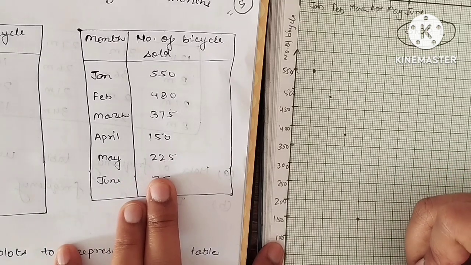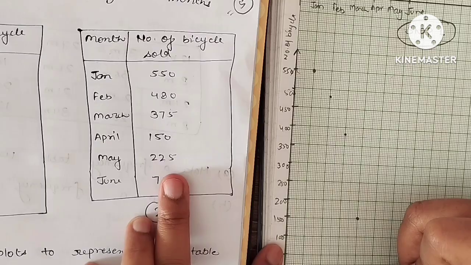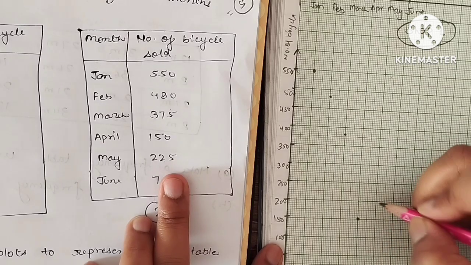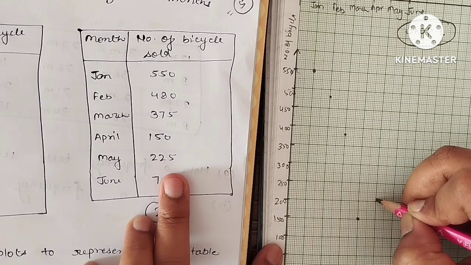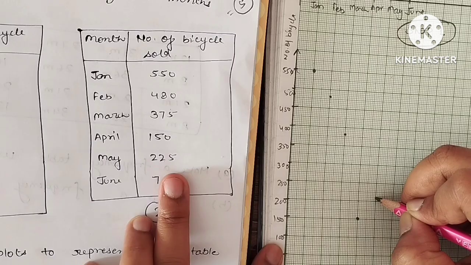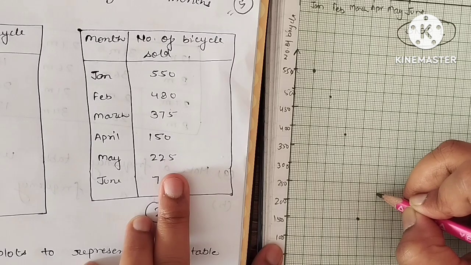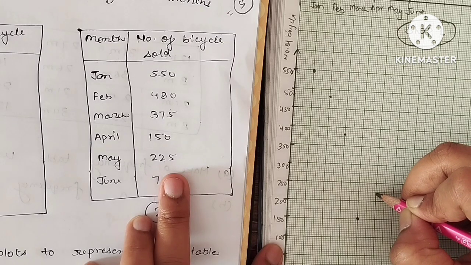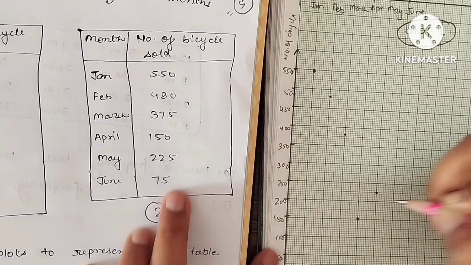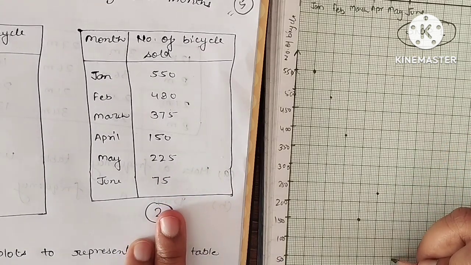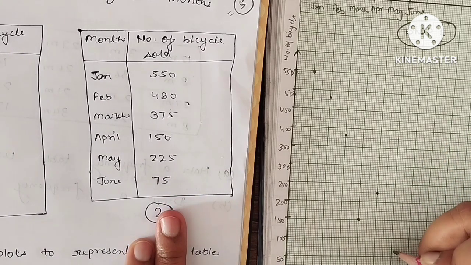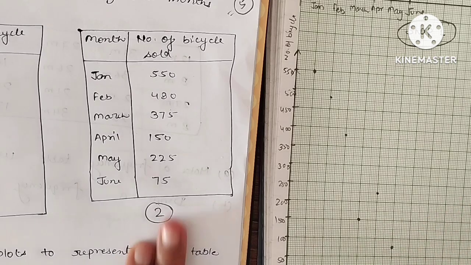Then May 225. In May 225. So 200 is here. 205, 210, 215, 220. Then 225. Then 75. So 50 and this will be 75.